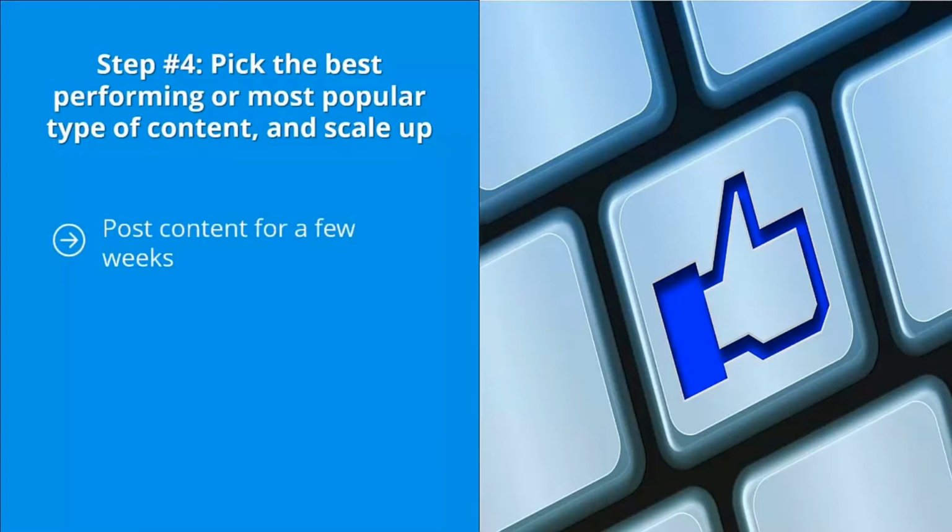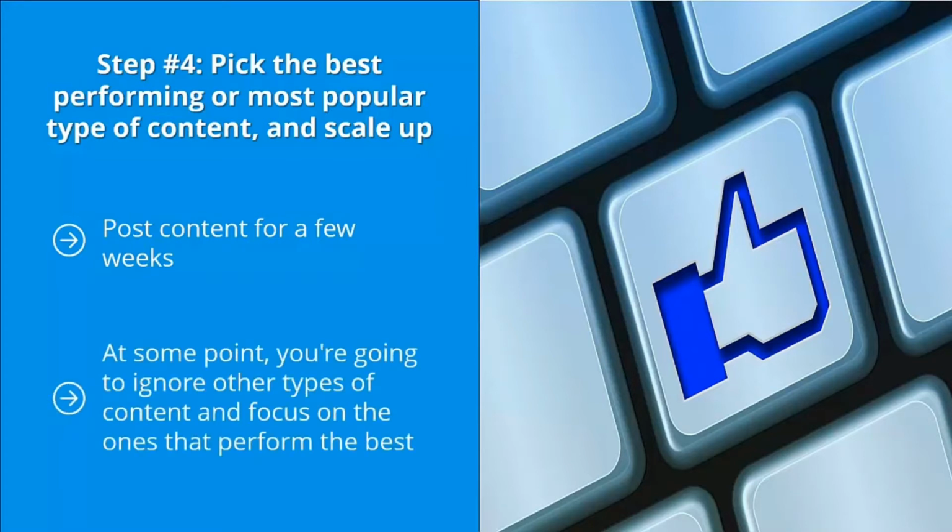Post content for a few weeks. Keep publishing, and then look at the content that gets the most engagement. Which shared materials get the most likes, the most shares, the most comments? At some point, you're going to ignore other types of content and focus on the ones that perform the best. For example, if you have a Facebook page on Chihuahuas and you notice that third-party articles on Chihuahua houses get a lot of shares, likes, and comments, you might want to eliminate most other types of content and focus on Chihuahua houses, because those get the most love from your audience.